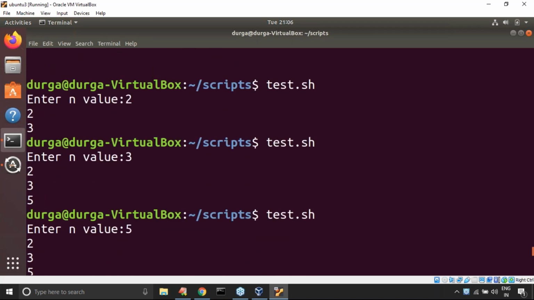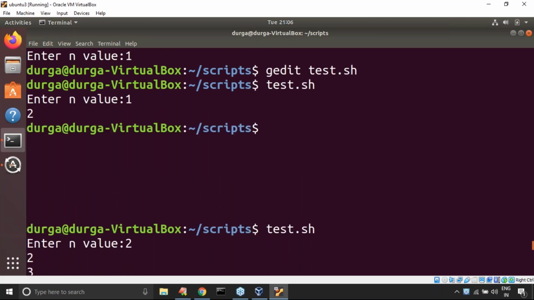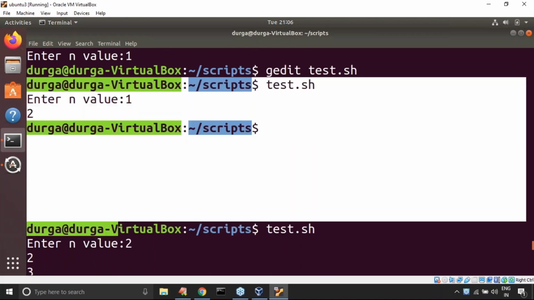Clear? Are you facing any difficulty to understand this one? Yes, friends.